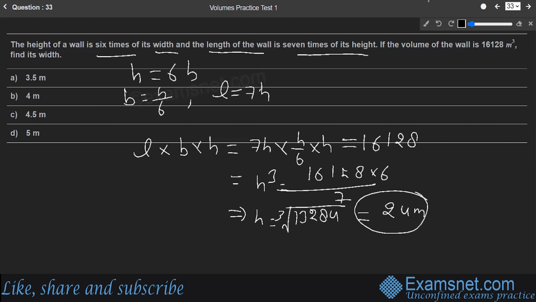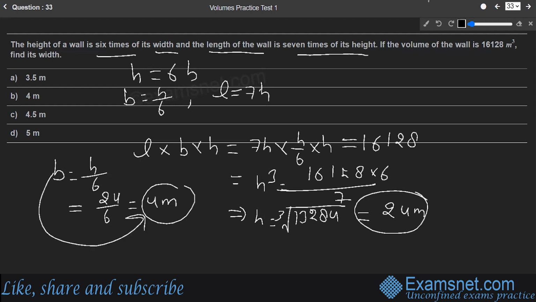So that is the height of the particular wall, but he is asking for the breadth. So there is a connection between height and breadth. That breadth is given by height divided by 6. So it has to be 24 divided by 6, which is nothing but 4 meters. So that is the value of the breadth, 4 meter. It is available in option number B.